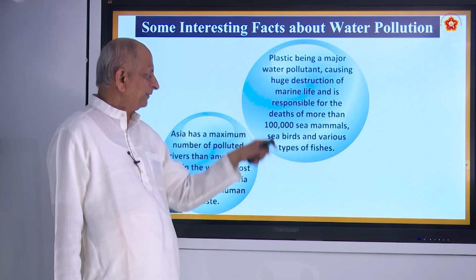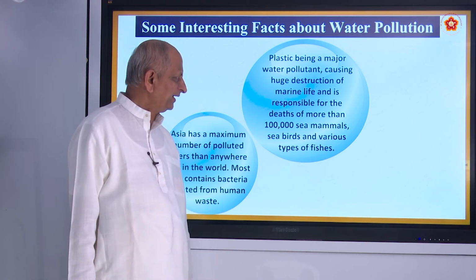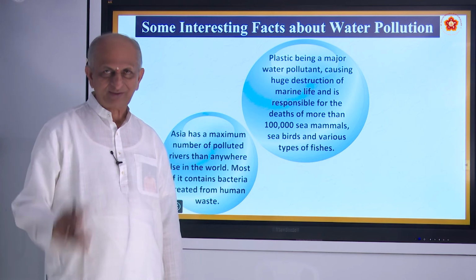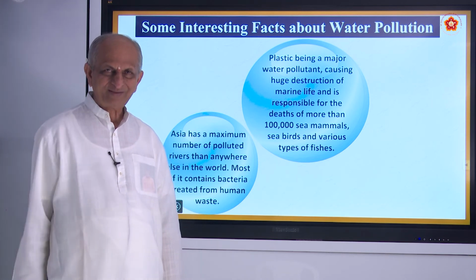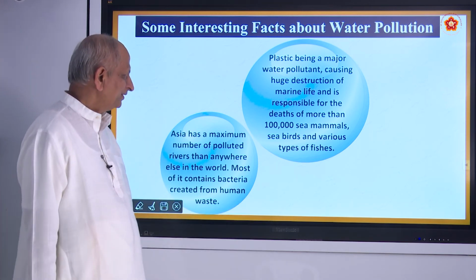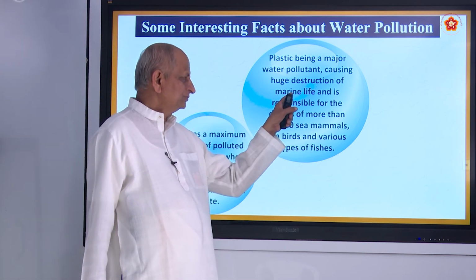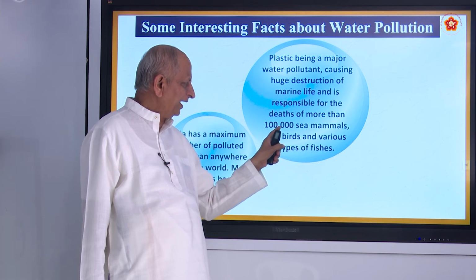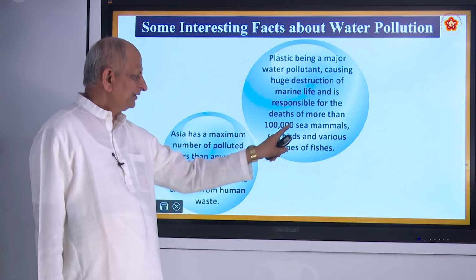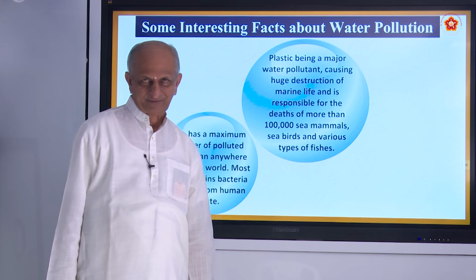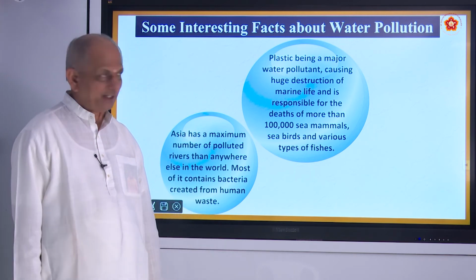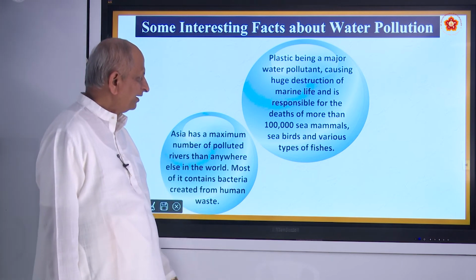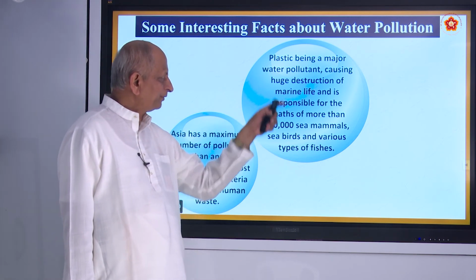Plastic being a major water pollutant causing huge destruction of marine life. Easily you have seen nowadays in water bottles or your juice bottles, so many bottles are coming. All this will go to rivers and lakes, responsible for death of more than 1 lakh sea mammals, sea birds and various types of fishes. Understanding? That's called aquatic animals. So they are disturbed by the water pollutant.